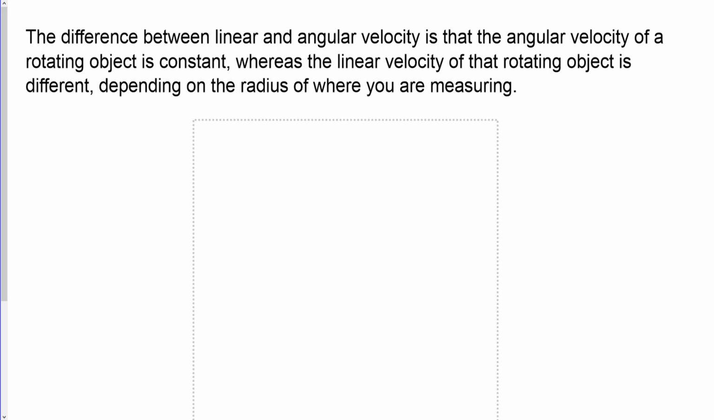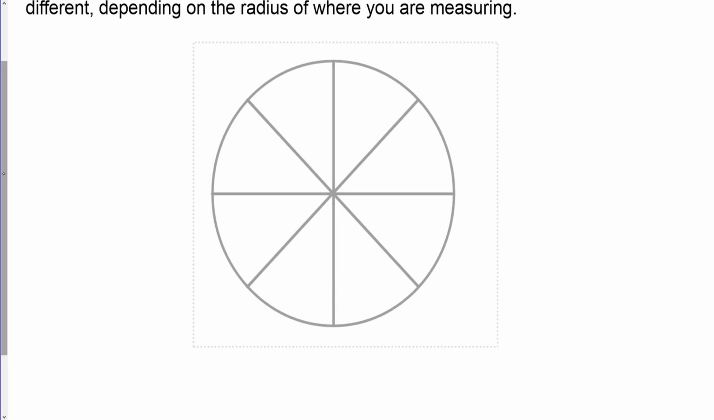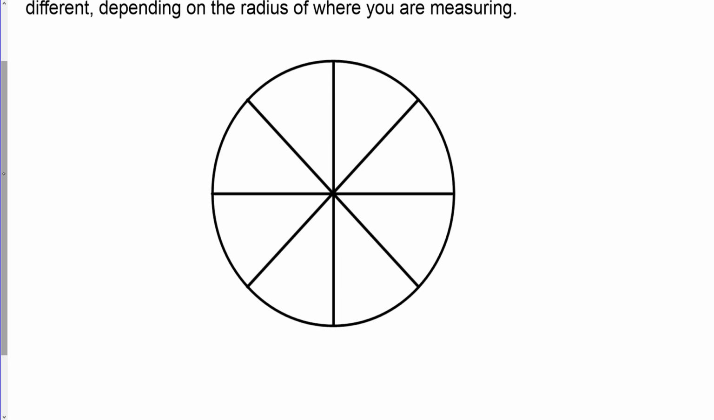Let's talk about the difference between linear and angular velocity. The difference between linear and angular velocity is that the angular velocity of a rotating object is constant, whereas the linear velocity of that rotating object is different depending on the radius of where you're measuring. Okay, so let's look at a conceptual example here.